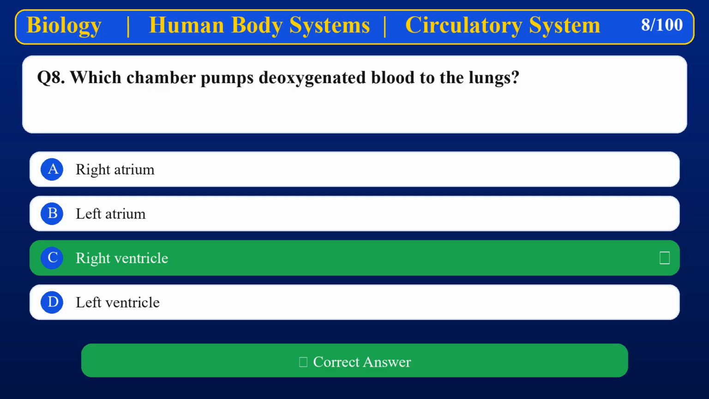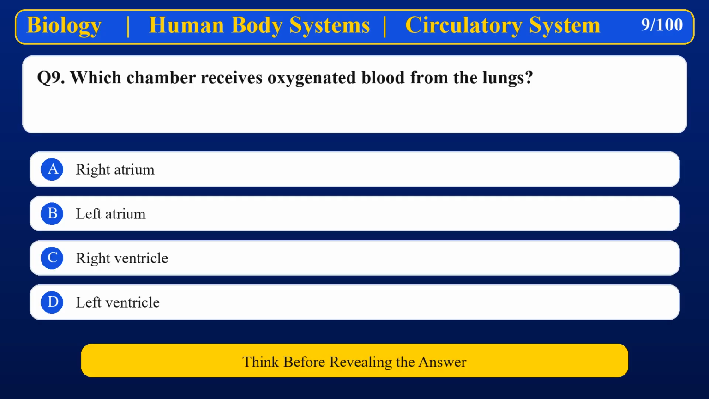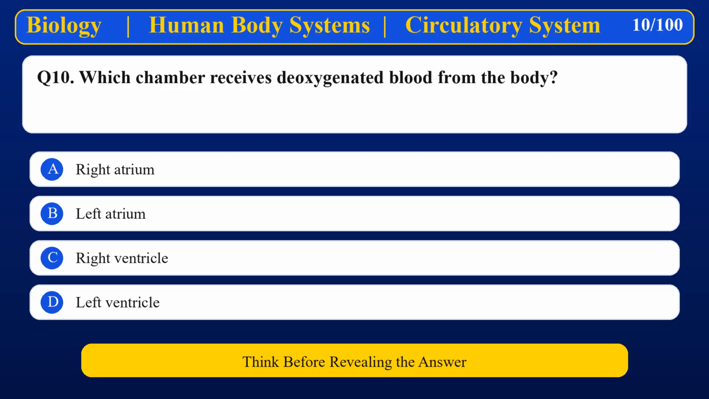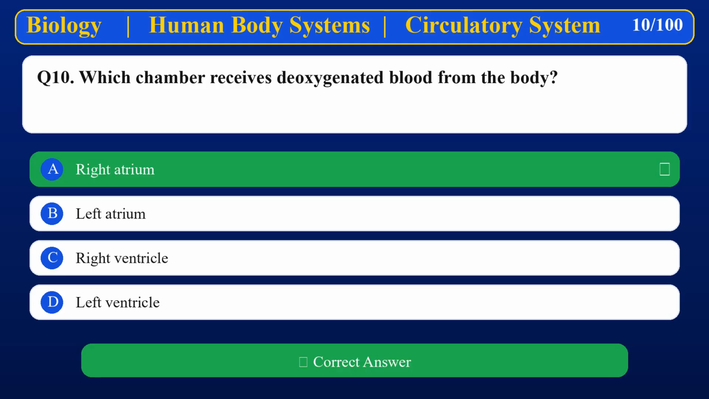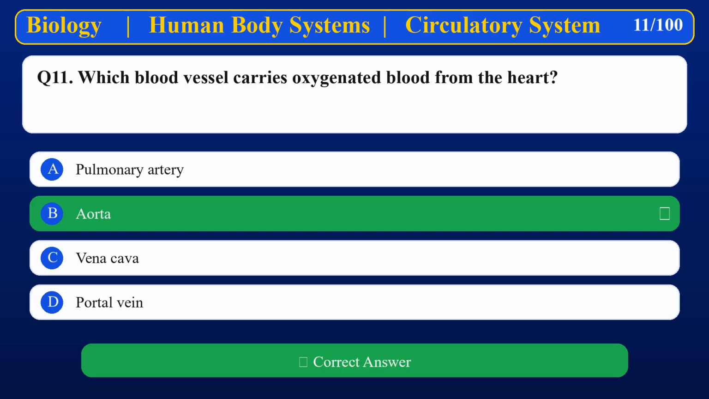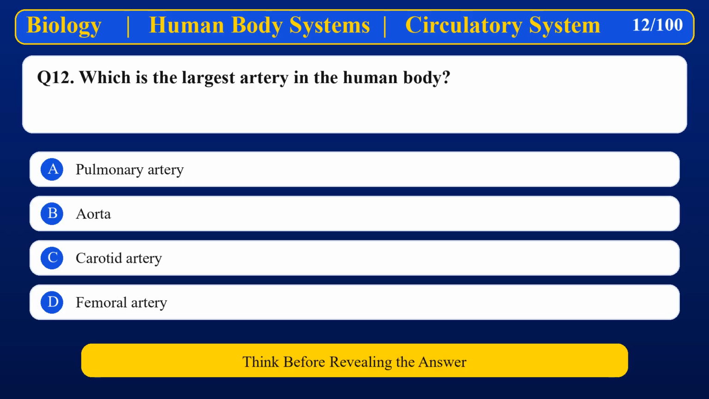Right ventricle. Which chamber receives oxygenated blood from the lungs? Left atrium. Which chamber receives deoxygenated blood from the body? Right atrium. Which blood vessel carries oxygenated blood from the heart? Aorta. Which is the largest artery in the human body?